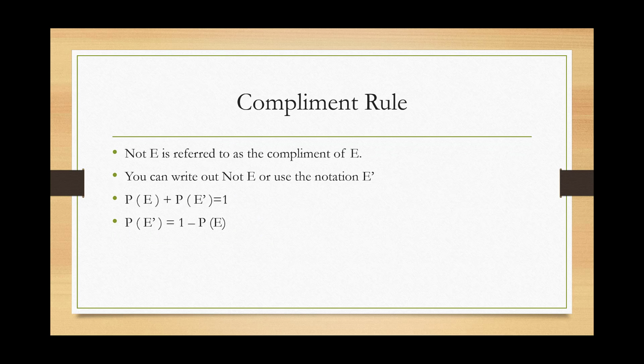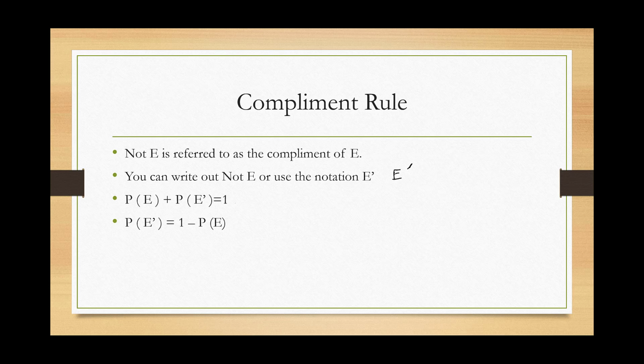So what we did is really an example of something called the complement rule. Anytime we're trying to do the opposite of something, we say not E. Not E is referred to as the complement of E. We can write not E by putting a little dash over the E, so instead of E, I write E complement. When I add them together, the probability of E plus the probability of E complement is going to add up to 1.